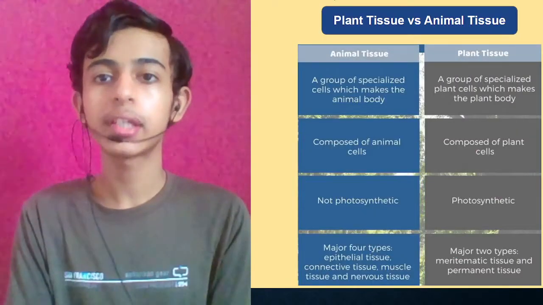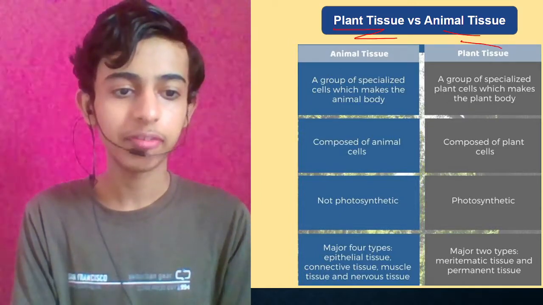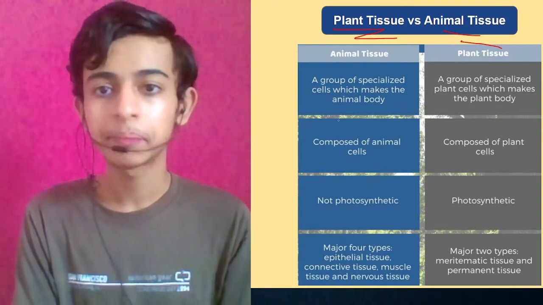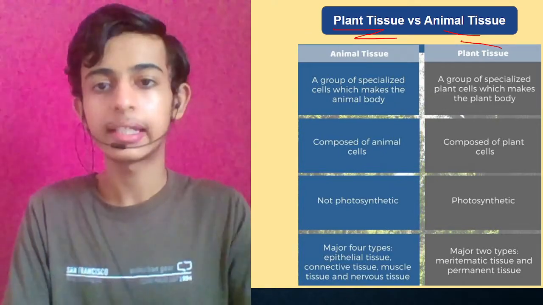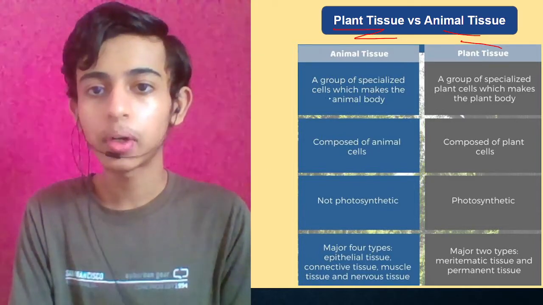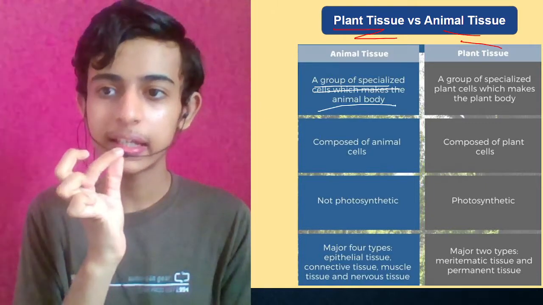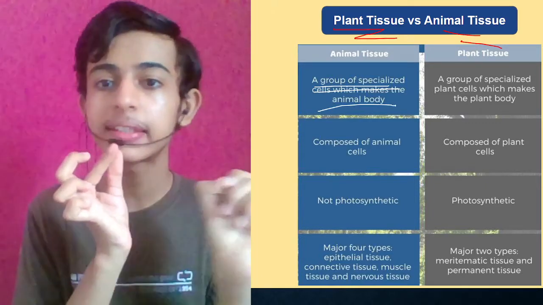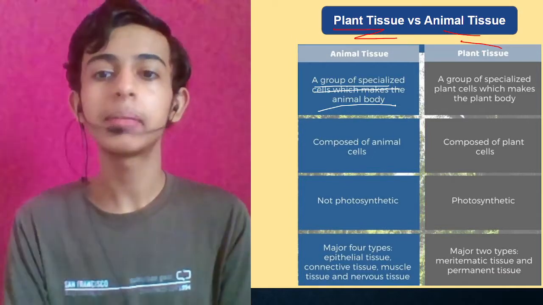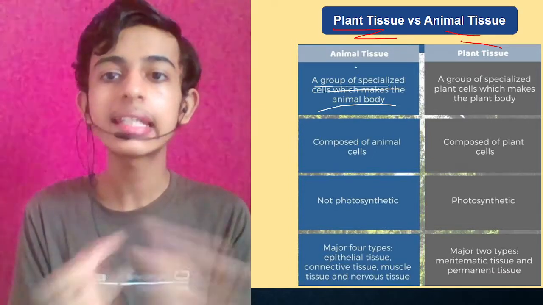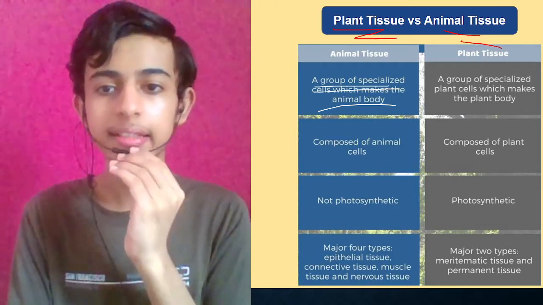As I told you, there are two types of tissues, plant tissues and animal tissues. Now let's differentiate between these tissues. In animal tissue, a group of specialized cells makes the animal body, and a group of specialized plant cells makes the plant body. Simple. This is the first difference. In animal tissue, we will have animal cells. In plant tissue, we will have plant cells, right?